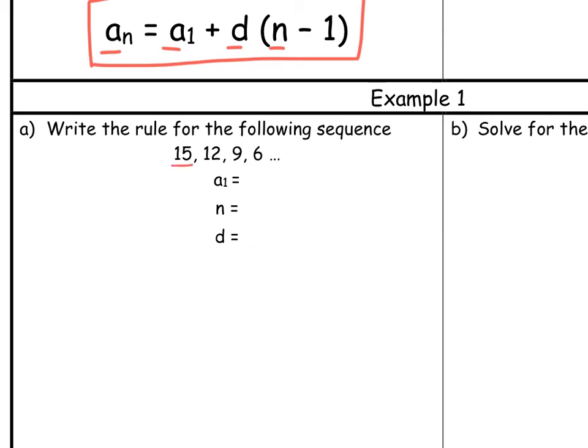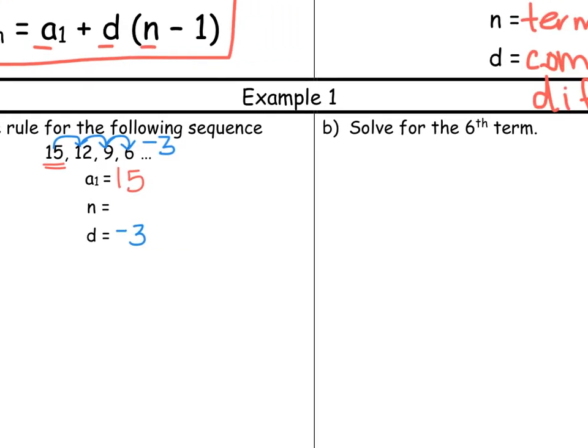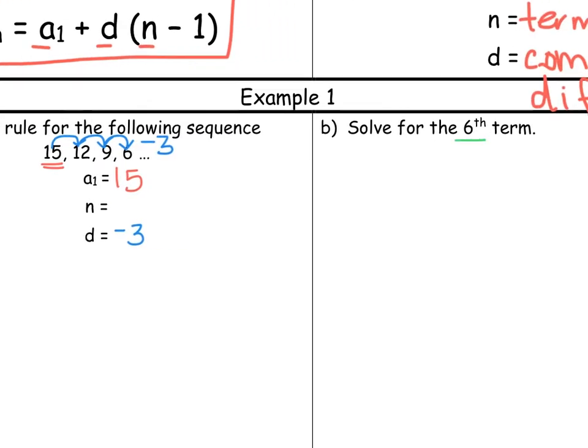So our first term in the sequence is 15. The common difference is, how do we get from 15 to 12, 12 to 9, and 9 to 6? And that's by subtracting 3. So that's our common difference. We're looking for the sixth term, because that's what it says right over here, so our n is 6.